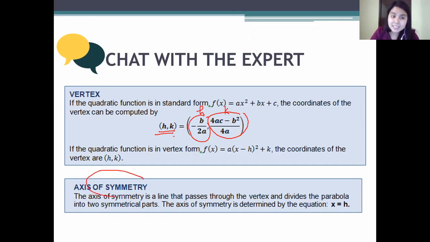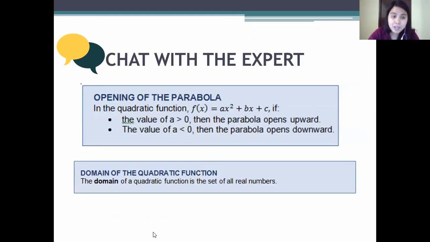For the axis of symmetry, that's x equals h. I'll go over the discussion first, okay, before we have our practice. Next, the opening of the parabola. If your a, remember this is our a, right? If your a is positive, then your parabola opens upward.